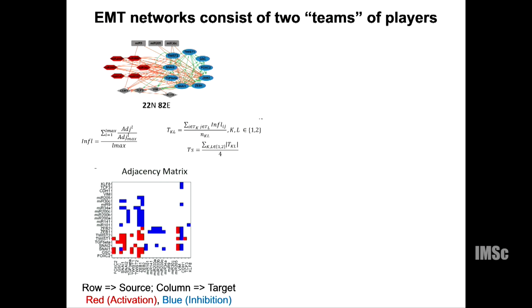So now let's go back to this network and let's represent this network in the form of a matrix, where each row is the source, each column is the target. Now in this 22 cross 22 matrix, only 82 elements are filled, which means they are either +1 or -1. +1 is activation, shown by red. -1 is inhibition, shown by blue. And the remaining 484 minus 82, which is 402 edges, they don't exist. So it's a very sparse network in that sense.